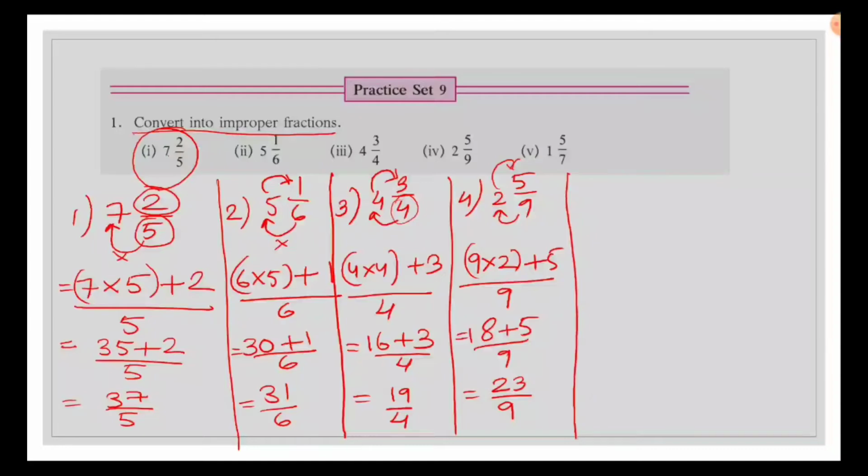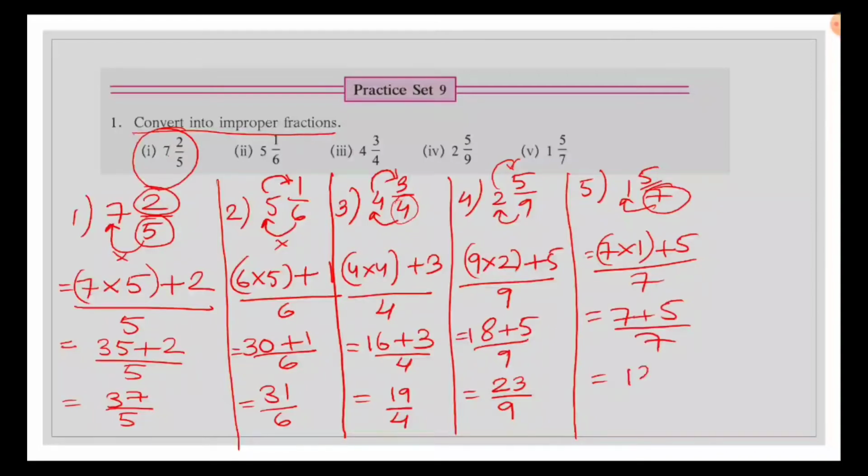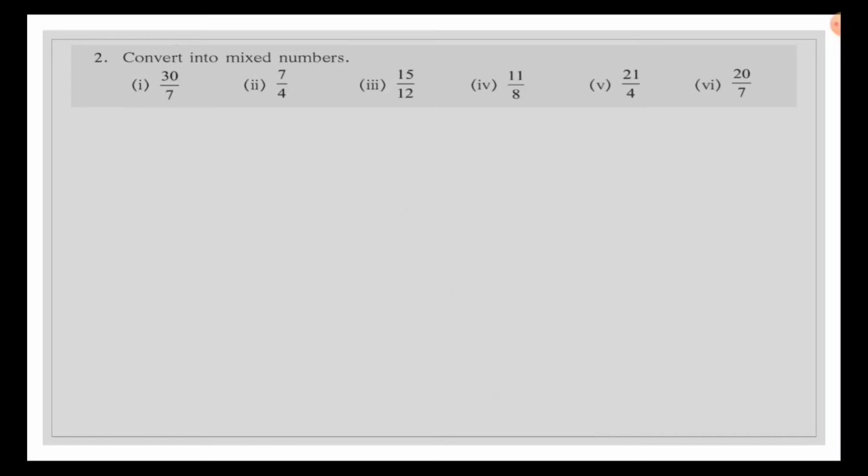Okay, next is the fifth sum, 1 5 upon 7. This is getting multiplied with this, 7 multiplied by 1, and then added with 5, and then the denominator as it is. 7 ones will be 7. 7 plus 5 upon 7. 7 plus 5 is nothing but 12 upon 7. So this is converted into an improper fraction. Okay, so I want everybody's sum to be done like this itself. Okay, these arrow marks and everything you can draw with a pencil.